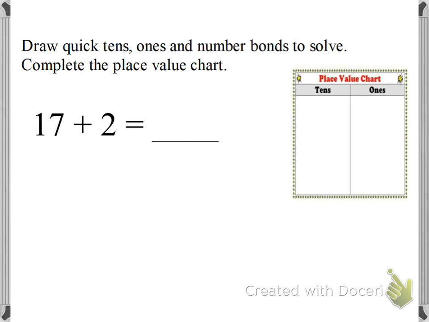Today we're going to be talking about Module 4, Lesson 13. In this lesson, we're going to be talking about being able to use counting on and make 10 strategy when adding across a 10. Now looking at this, there's 17 plus 2.